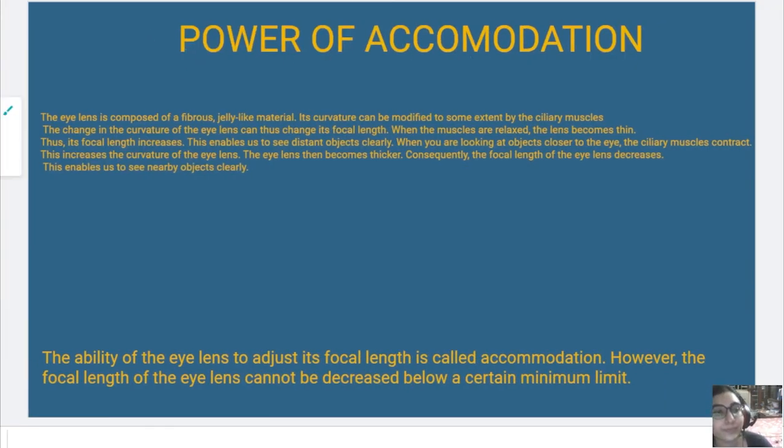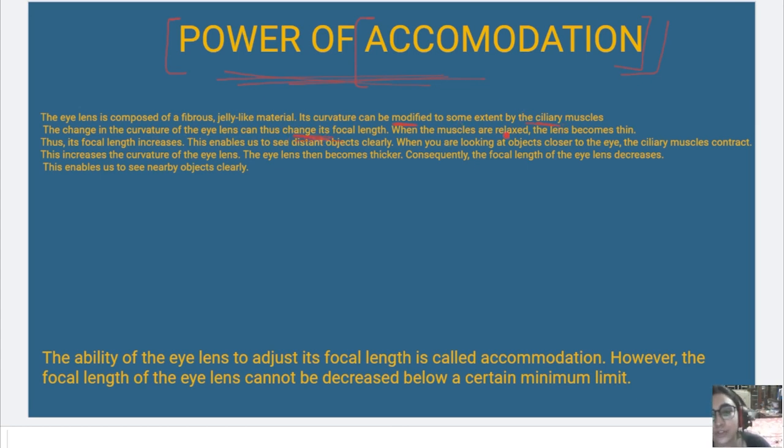Making the lens shorter or longer to accordingly adjust our eye for objects is basically, in a few words, known as the power of accommodation. Accommodation is another term used for adjustment, or to accommodate. In the same way, the lens also does so when we have to view something nearer or farther to us. The lens is made of a fibrous jelly-like material. Its curvature can be modified to some extent by ciliary muscles. The change in the curvature of the eye lens can thus change its focal length.